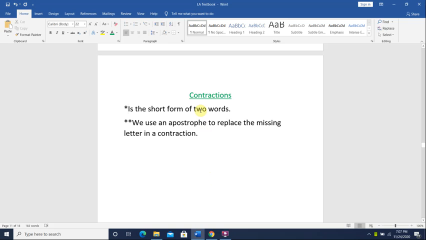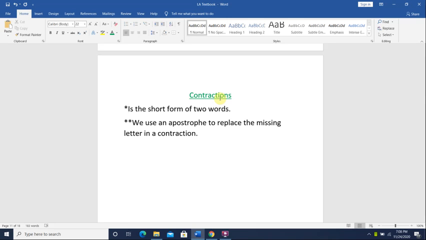Hello guys, today's lesson is called contractions. Okay, what is a contraction? A contraction is when you have two words and you want to write them together. Okay, so a contraction is a short form of two words.